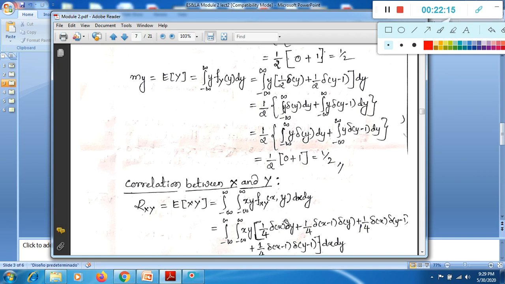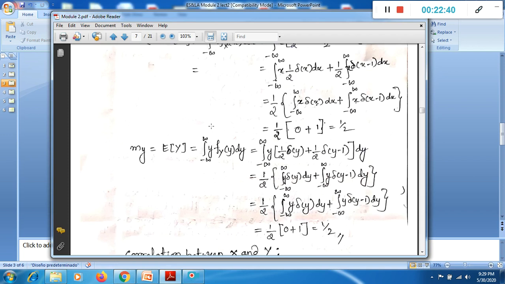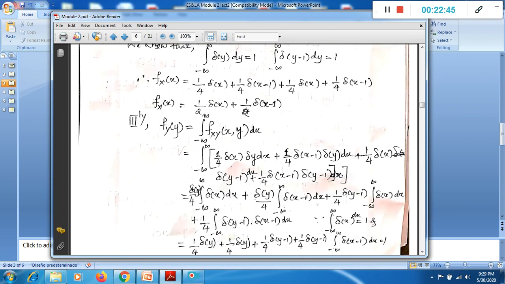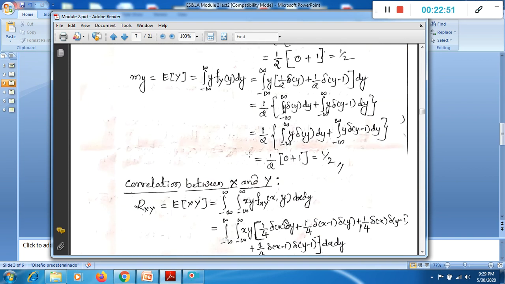Again, if y is 0, then only this del of y, del of 0 will be 1, which makes this integration 0, and the rest will take y equal to 1, which will be given by 0 plus 1, which is half. Now we have obtained the individual probability densities, that is fx of x and fy of y, using this technique of marginal densities, and we know the mean of x and y.